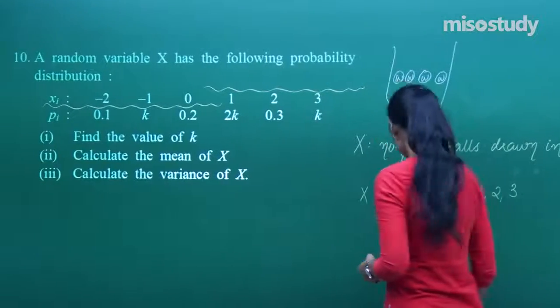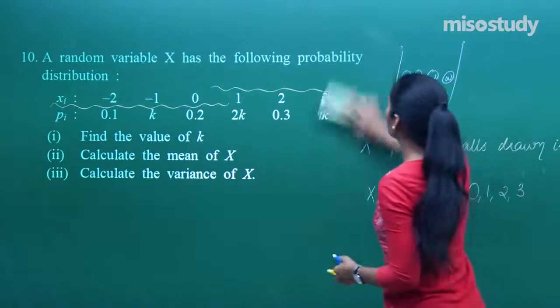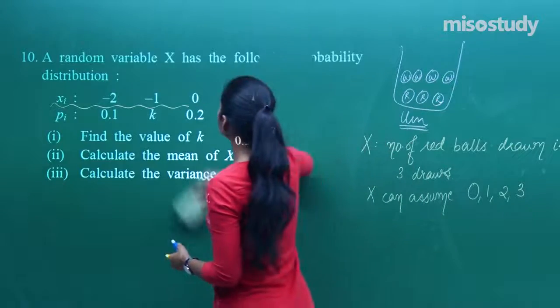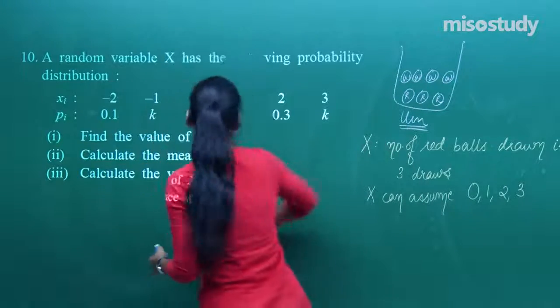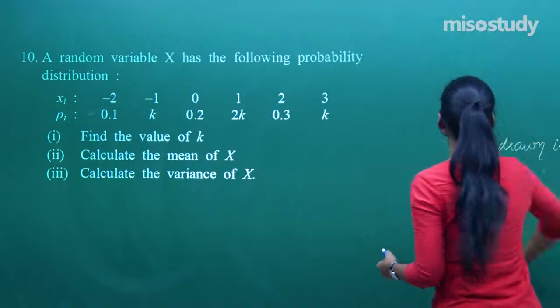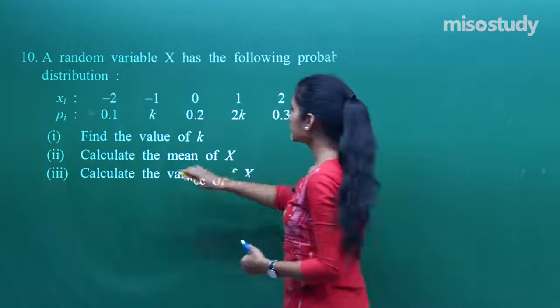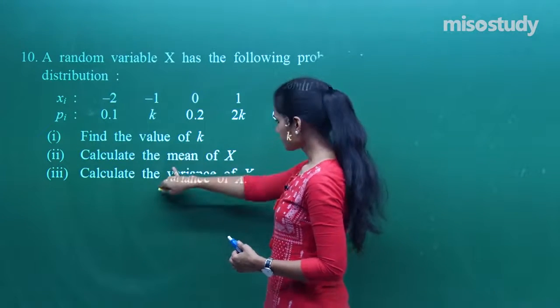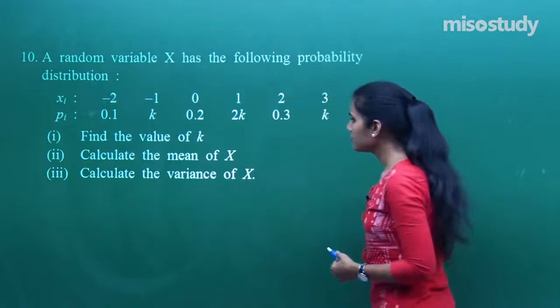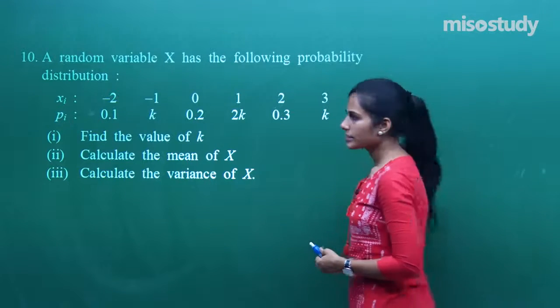We have a random variable X which has the following probability distribution. So the probability distribution is already given to you. Xi's and respective Pi's are known to you. The question is indirectly going to pose different types of unknown values. It says find the value of k in here, calculate the mean of this random variable and calculate the variance.